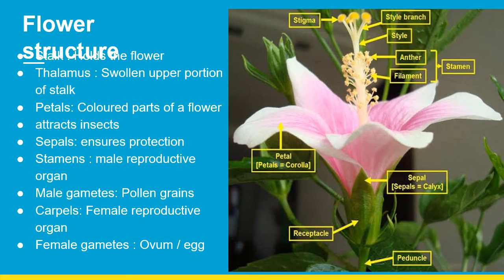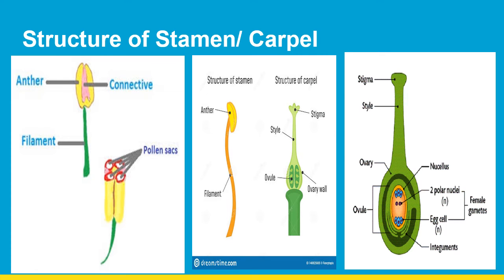Next come the carpels. The carpels form the female reproductive organ. The female gamete forms the egg or ovum, otherwise called ova. Here you can see the structure of a stamen and a carpel. The first diagram shows the structure of a stamen, which has two parts: a green stalk, the filament, and a yellow bulb-like structure, the anther. In between you can see a connective part, a connector.